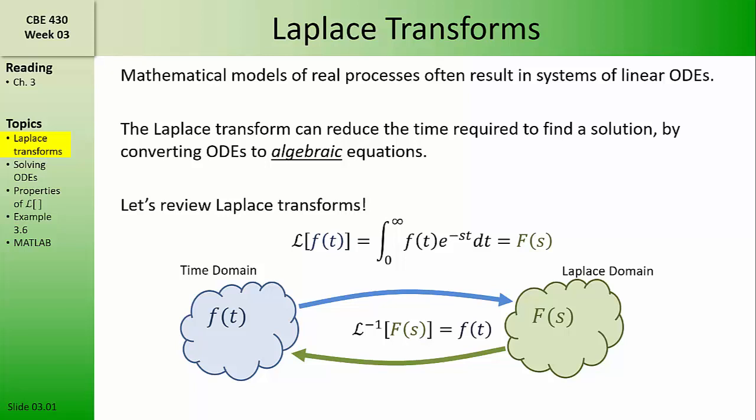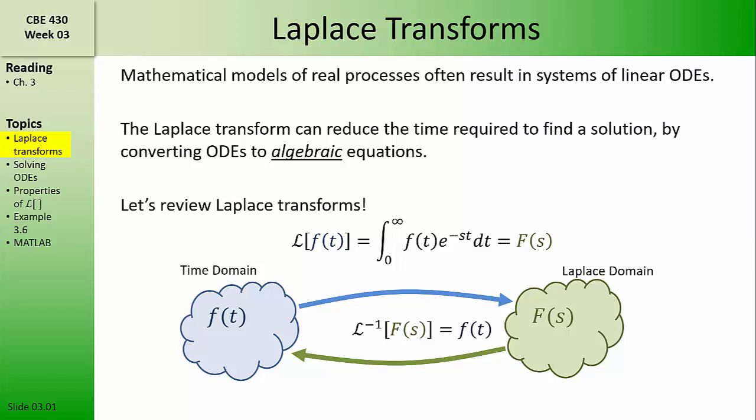Now, the Laplace transform is a linear operation. What that means is when we use the Laplace transform to convert an expression for a function of time into an expression for a function of s, there's a one-to-one correspondence between little f of t and capital F of s for all t greater than 0. Since there's a one-to-one correspondence, we can also convert back from the Laplace domain to the time domain. And that conversion back to the time domain will also be unique for all t greater than 0.